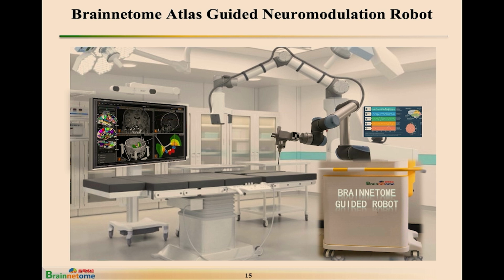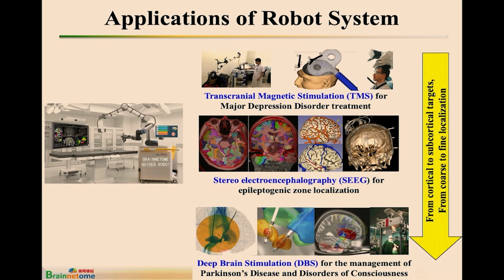robots. We call them Brainnetome atlas guided neuromodulation robots. Using this, we can address TMS, tDCS, and DBS. All these can be used. This kind of robot addresses that kind of issue. For example, this is a kind of application.